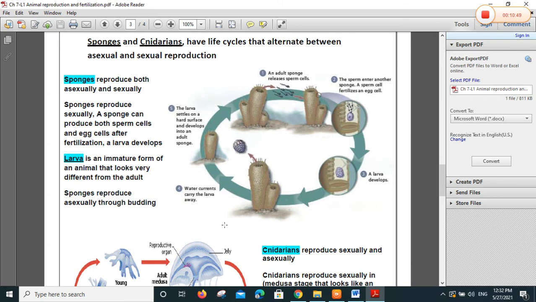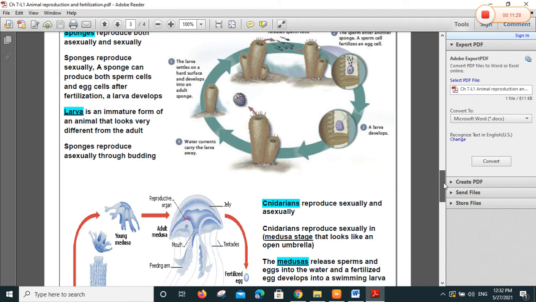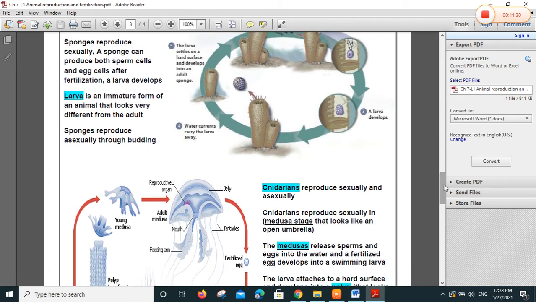Larva, what is meant by larva? Larva is an immature form. Immature means not mature. Mature means able to reproduce, but immature is not. This is a larva formed of an animal and it looks very different from the adult. Look, there is a big difference between the larva and the main body of the sponge. Sponges also, as I told you, reproduce asexually and sexually. Asexual is producing a new body through budding.